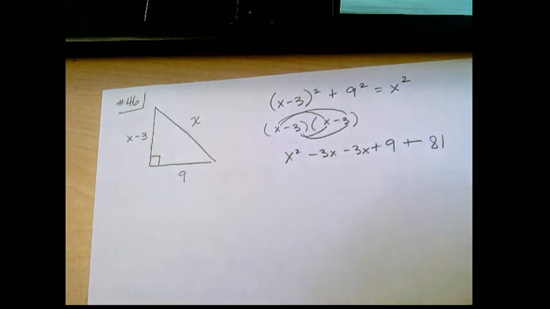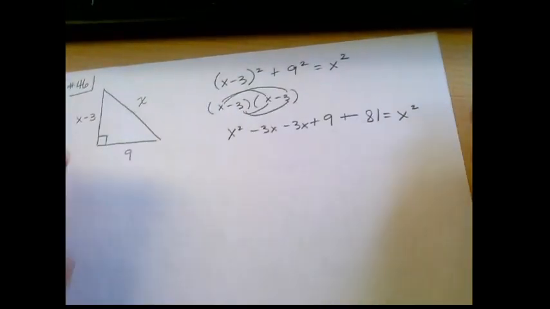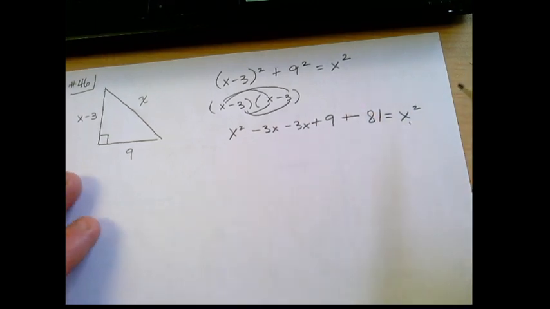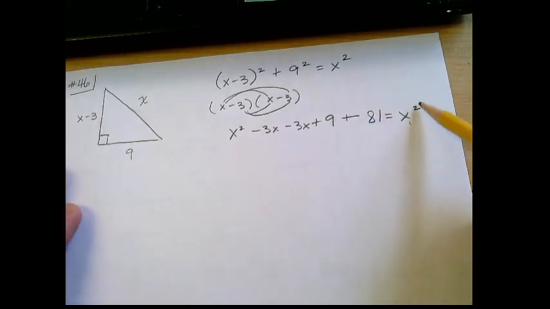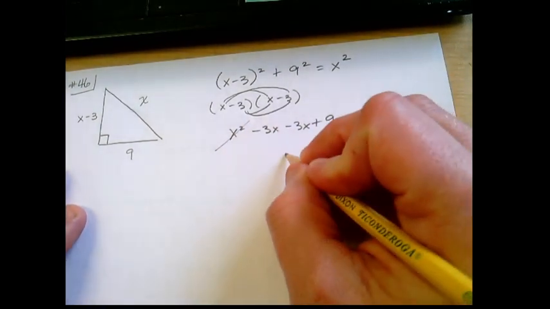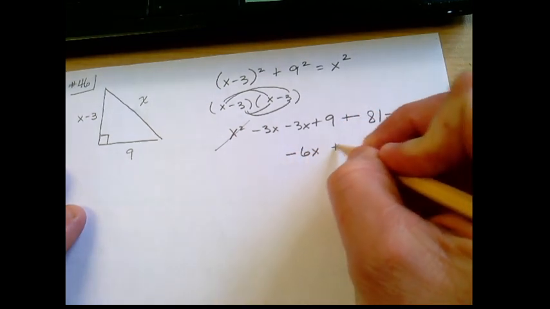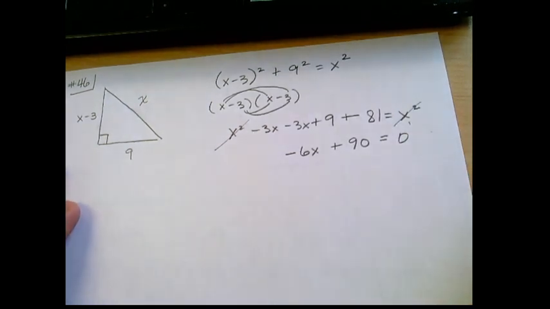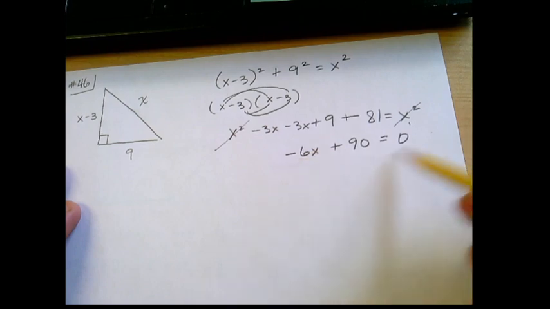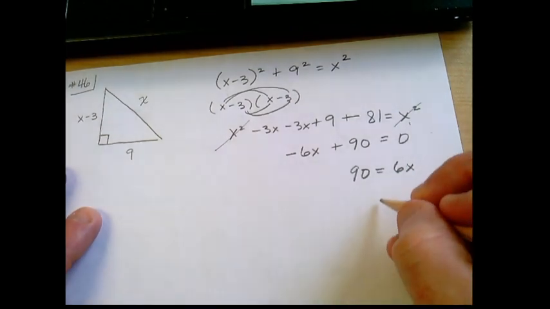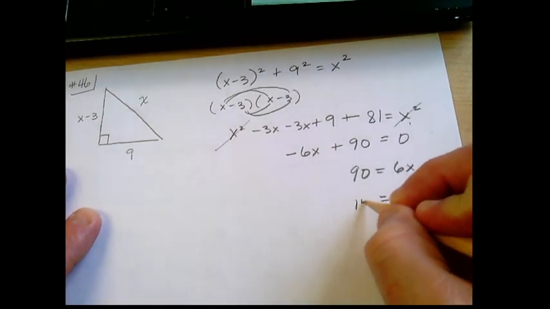Now I'm going to square 9, which is 81, and that has to equal x squared. From here, I know you're seeing the x squareds and thinking, oh shoot, not those again. But if I subtract x squared from both sides, they cancel each other out. So negative 6x plus 90 is equal to 0. I might even add the 6x to both sides, so we're dealing with only positive numbers, and then divide through by 6 to get x equal to 15.